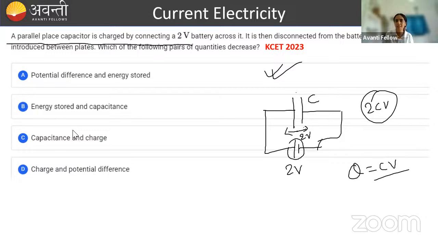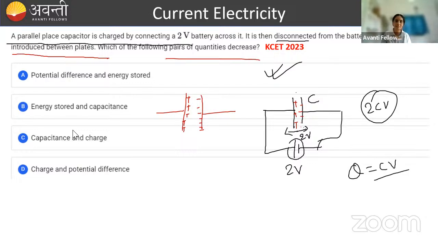Now what we are doing, it is then disconnected. Now we are disconnecting it. So when it was connected, it has positive charge, it has negative, because it is connected with the positive terminal of the battery. So when the battery gets disconnected, it will have positive charge like this, and negative charge like this, है ना? And a glass slab is introduced between the plates, यानी कि we are inserting a dielectric. Which of the following pair of quantities decrease?